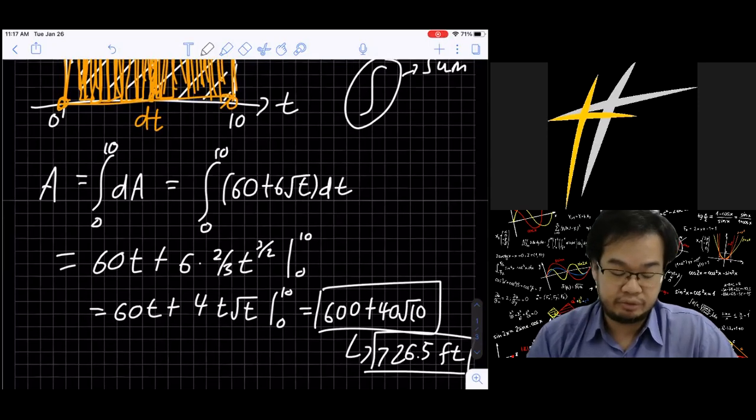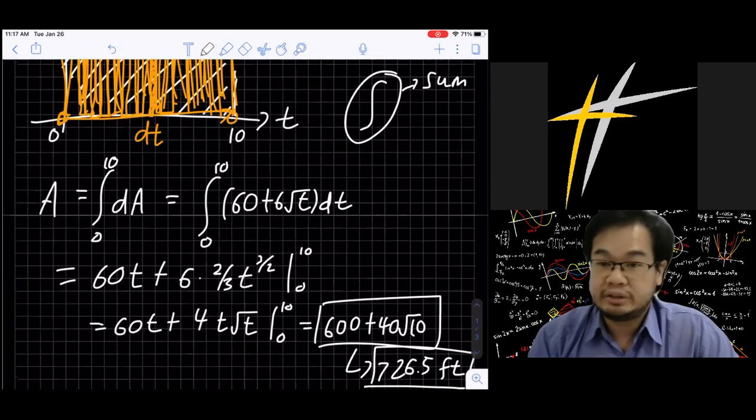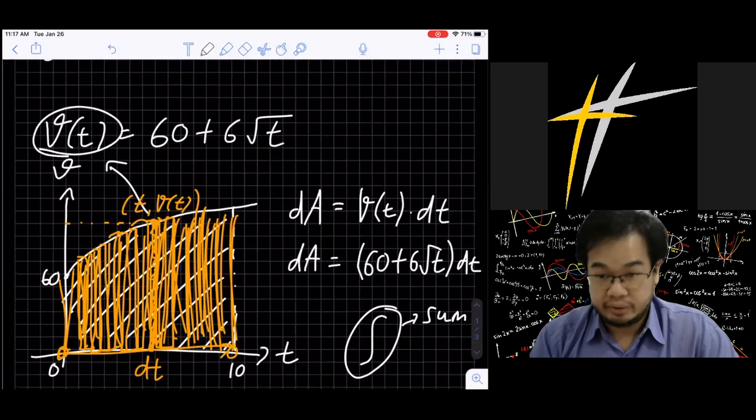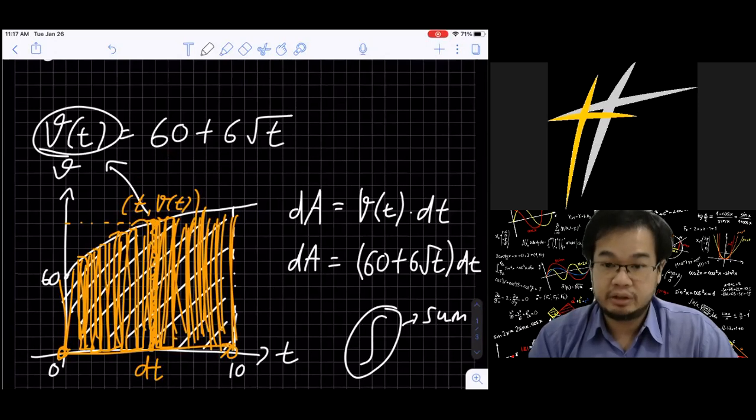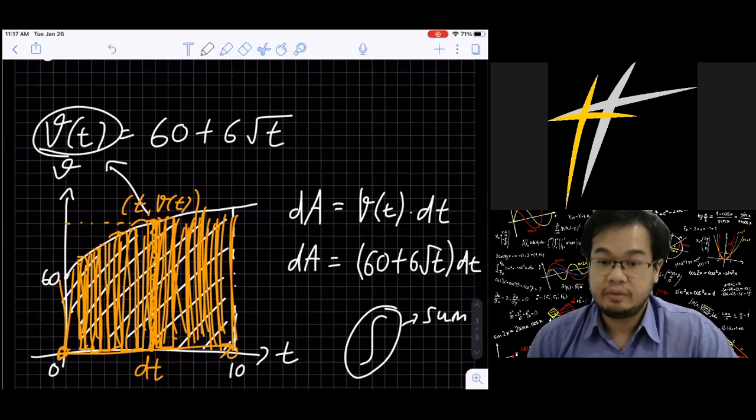Remember, the given information is the velocity. Remember, distance is velocity times time, so basically it's a product of x and y, an area.